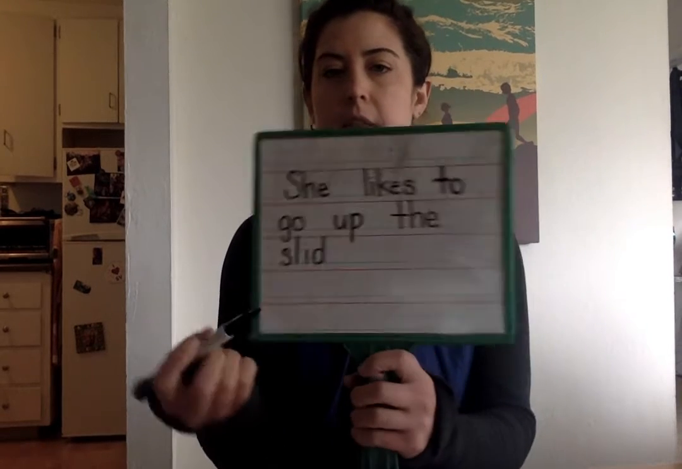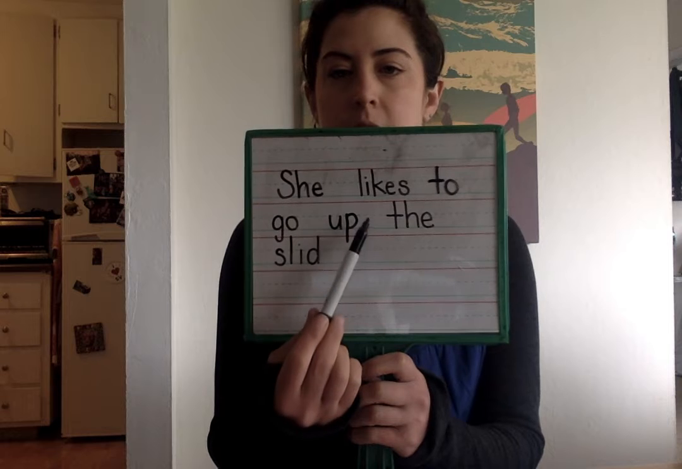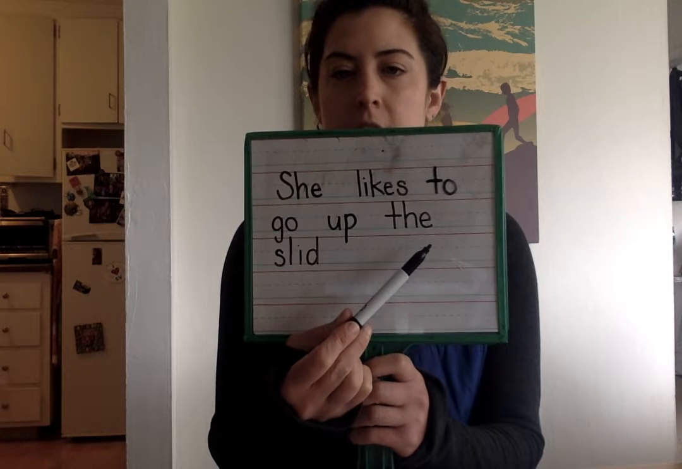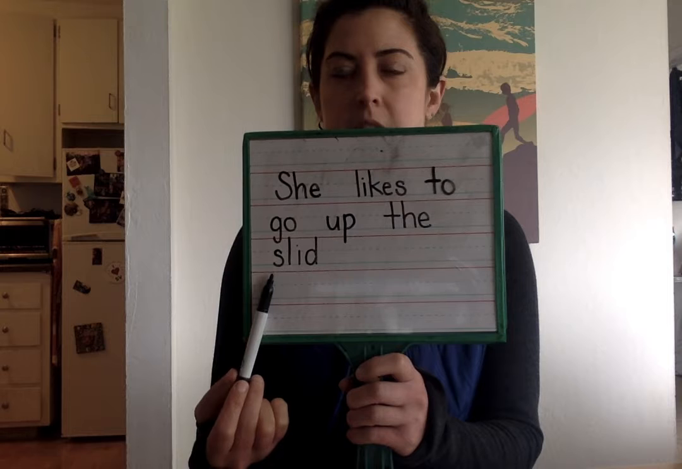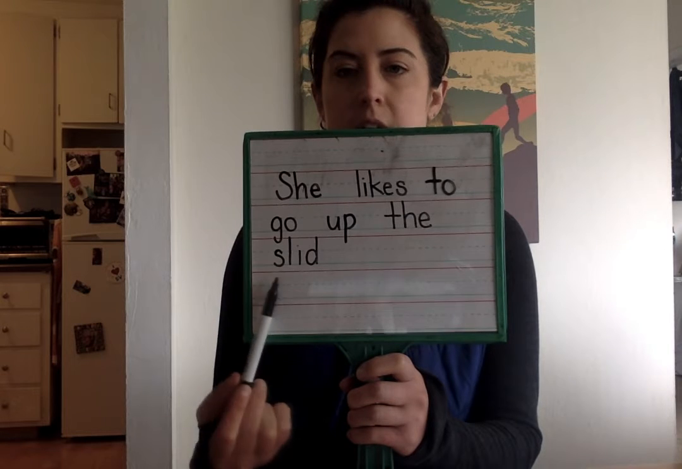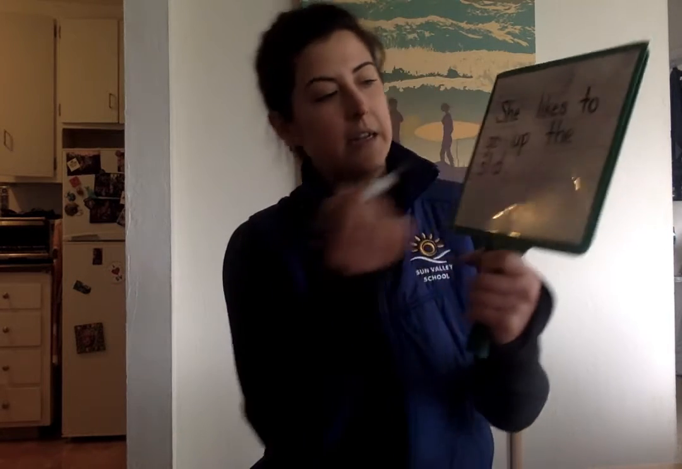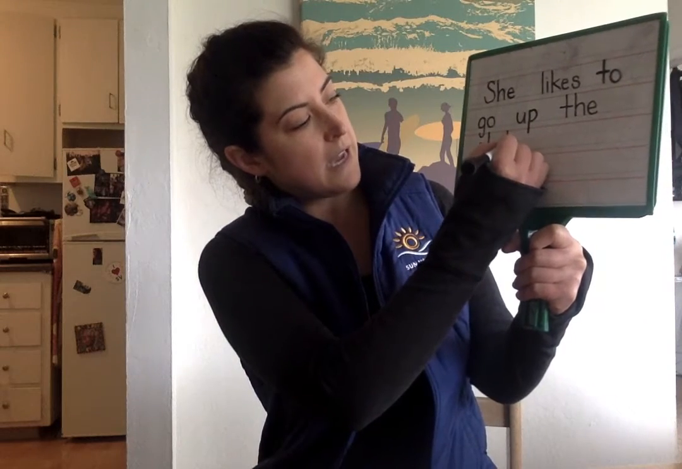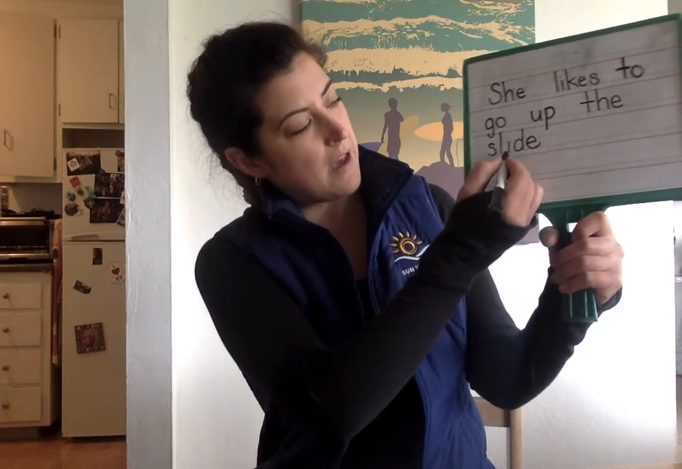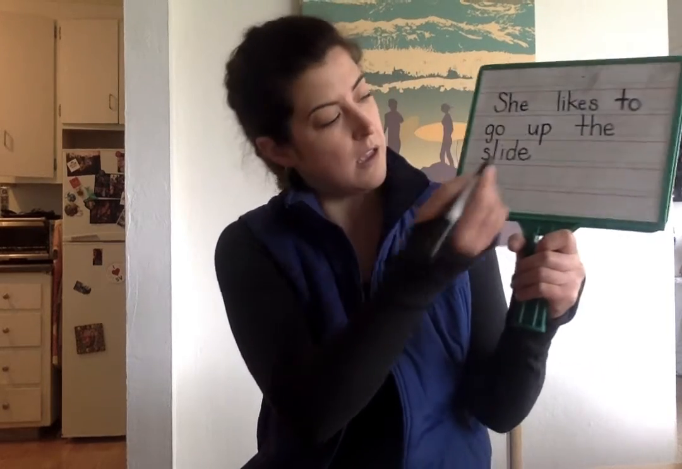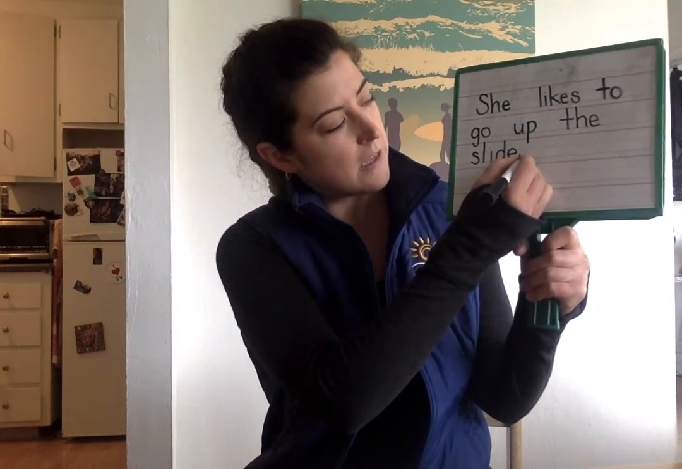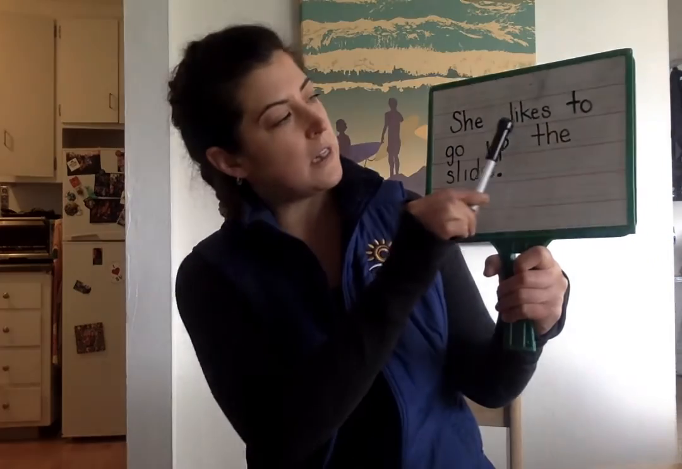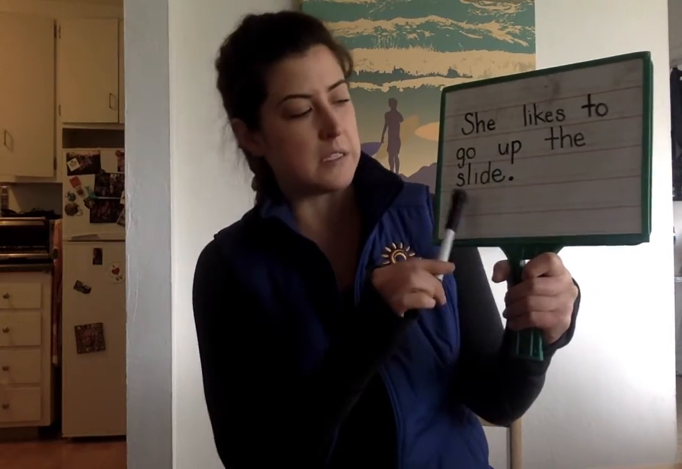Up. Lowercase p. P is another word that lets the tail hang down. Space. The. And then slid. Uh-oh, I forgot to add the silent E that will make I say I instead of I. And then punctuation at the end. Now I'll check the whole thing. She likes to go up the slide. There you have it. That's our sentence for today.